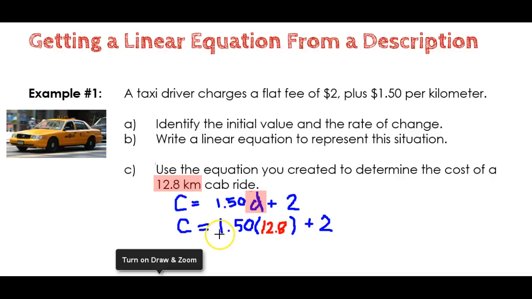And BEDMAS tells me that I need to multiply before I add. And so when I work that out, I'm going to do the 1.50 times 12.8. And that's going to give me 19.2. So far I'm at 19.2, but I'm not done yet. What does that really mean? That means it's $19.20 just for the 12.8 kilometers. But then at the end, I need to tack on that extra $2 charge, right? So 19, 20, 21. So the cost is going to be $21.20, and that does not include a tip.